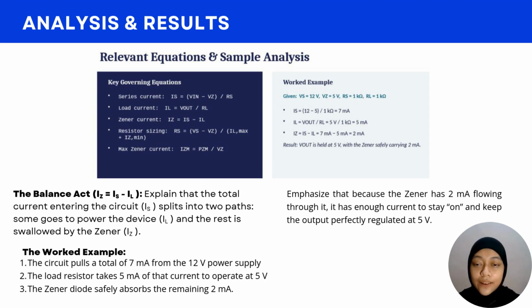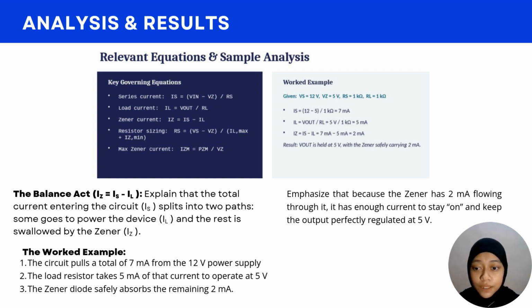Analysis and results: relevant equation and sample analysis. The balance Iz equals Is minus IL explains that the total current entering the circuit, Is, is split into two parts. One part goes to power the device, IL, and the rest is absorbed by the Zener, Iz.